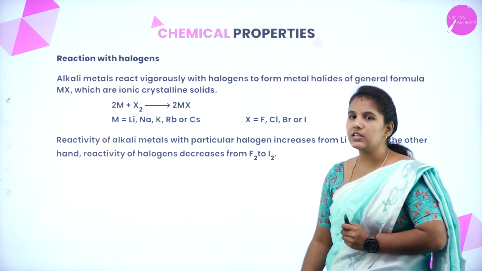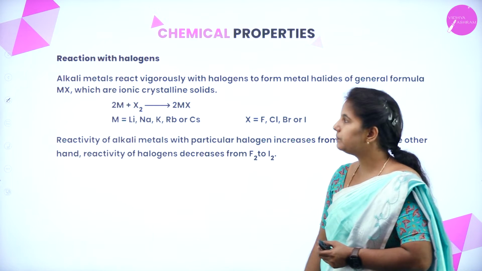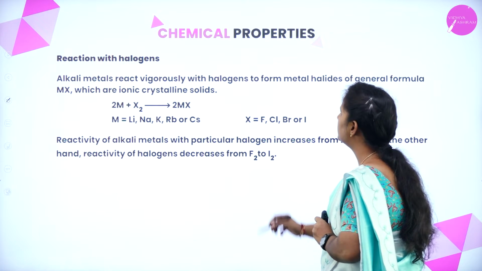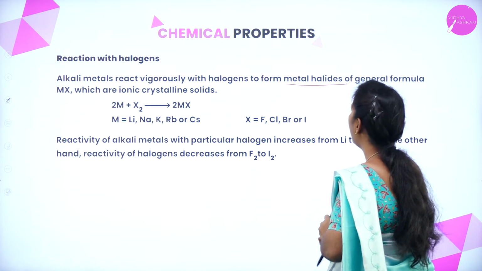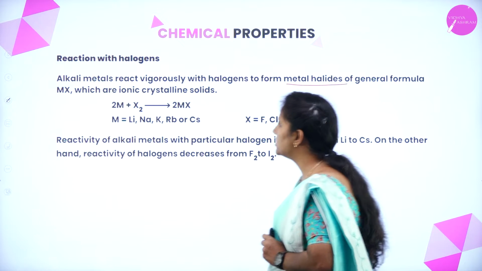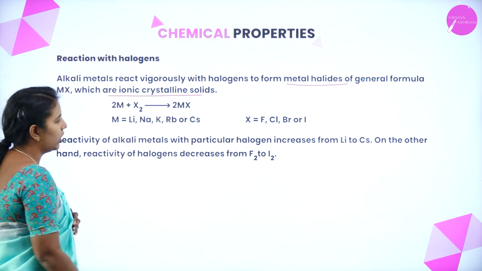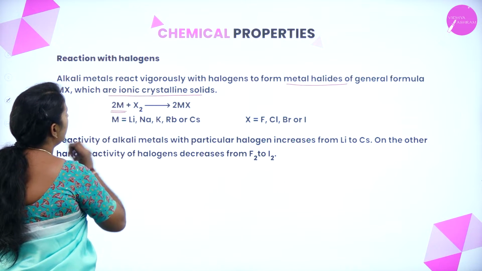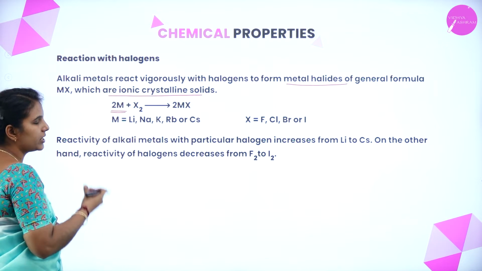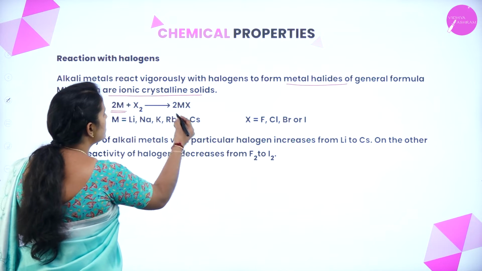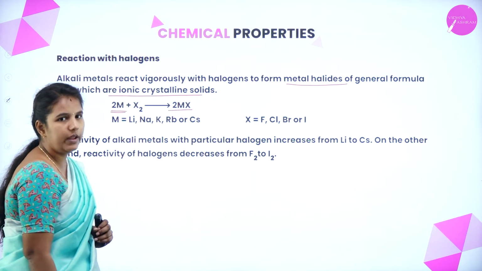Next is reaction with the halogen. Alkali metals react vigorously with the halogen to form metal halides, and the general reaction is written like this, and they are ionic crystalline solids. Here I have a metal, it may be lithium, sodium, potassium, rubidium or cesium. When it reacts with the halogen, what does it form? Metal halides will be formed.